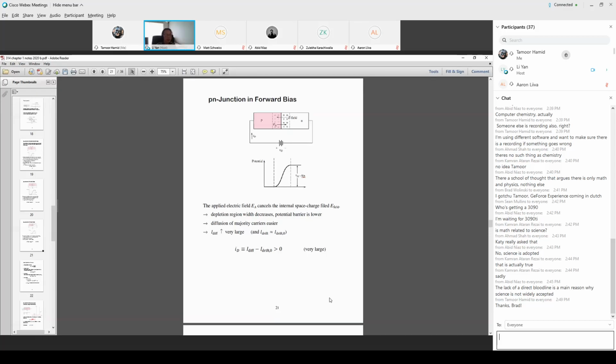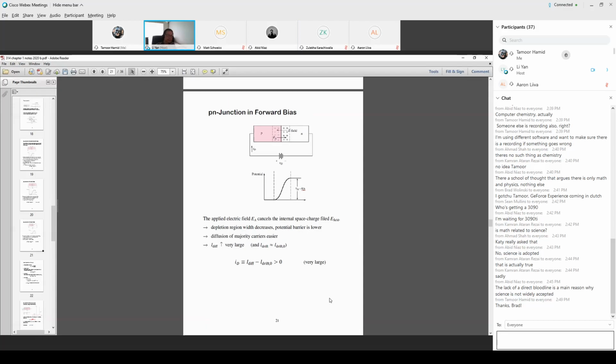So this is qualitative. I have a quick question. Yes. For this PN junction, does this apply to conductive elements in general or specifically to silicon? Well, no way is it the same as a conductor.